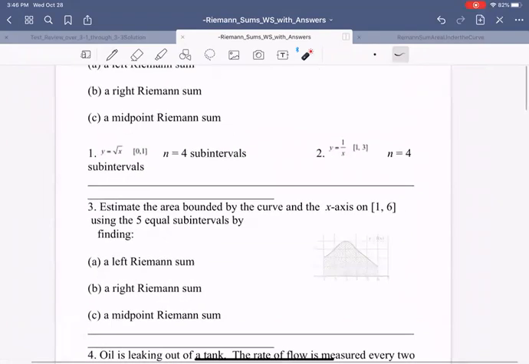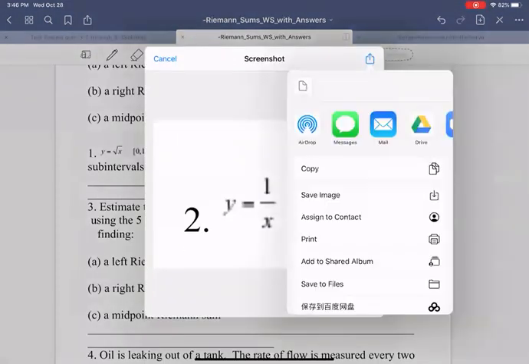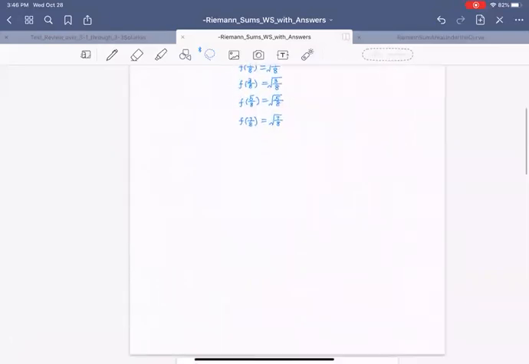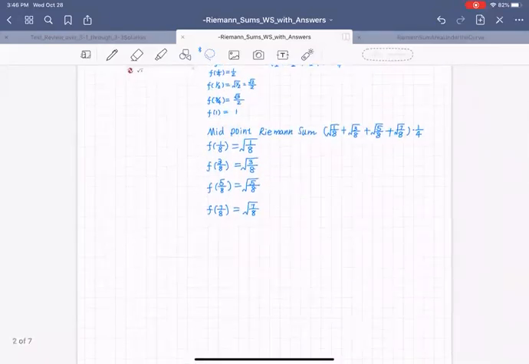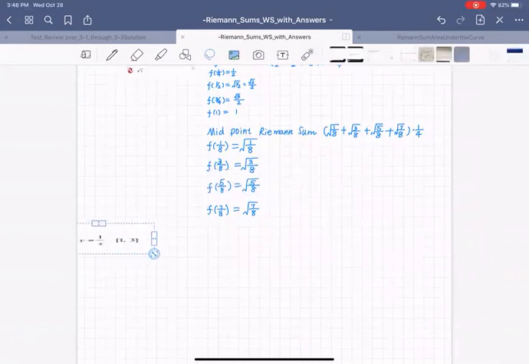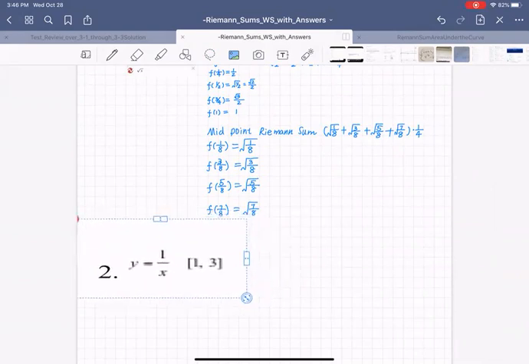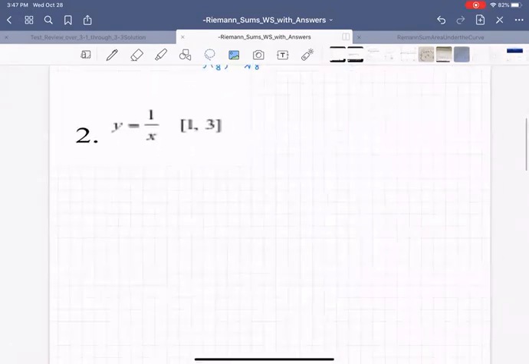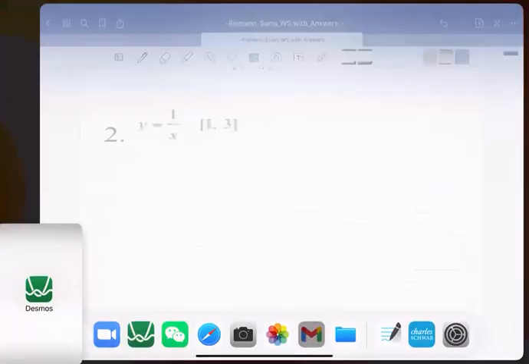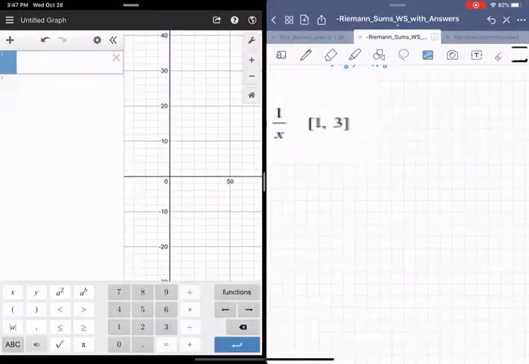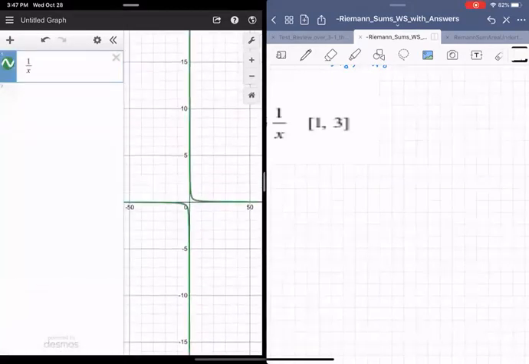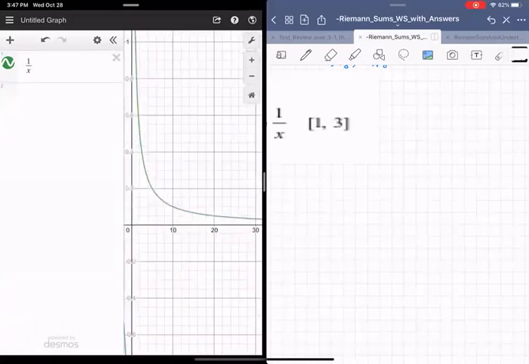Second one, I'm going to ask you to do this, okay? So you want to use this one. Now, we want to draw this one. Okay, let's draw y equals 1 over x. Okay, and then I'm going to zoom in to just 1 up to 3.